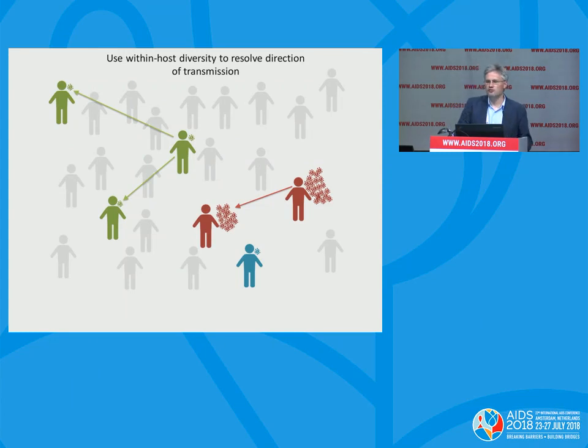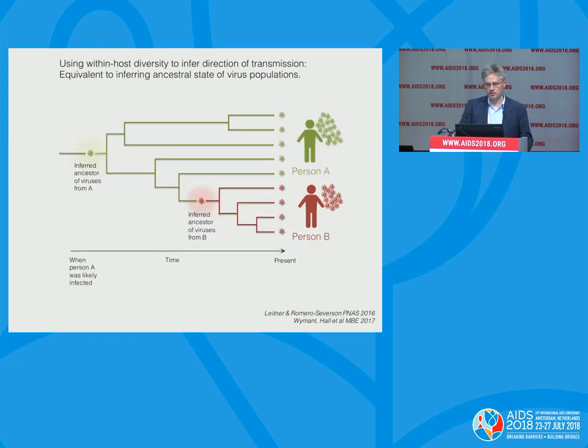Next, I just want to move on to a new way we've developed to infer the direction of transmission. And the insight here is that when we sequence, we don't have to limit ourselves to sequencing one virus. We can actually sequence the whole cloud or quasi-species, or just a diversity of viruses which are in individuals. And if you imagine two people, in this case person A and person B, who each have their cloud of viruses, we can reconstruct the ancestry of those individual viruses.